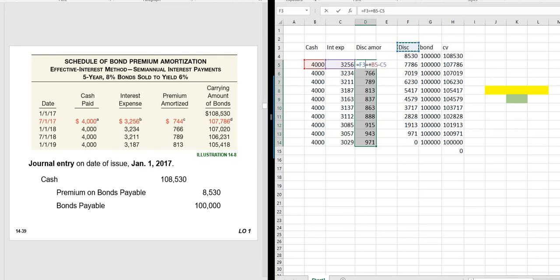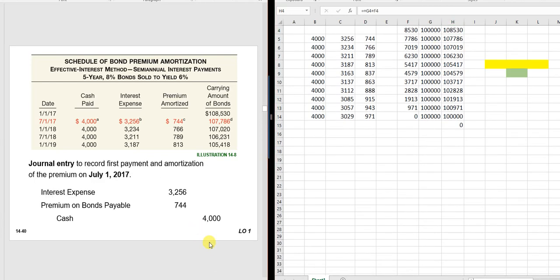All right, so my cash is 4,000. My interest expense is always my carrying value times 3%. My premium amortized, that's not a discount, that's a premium, is the difference between those two. That's my amortization. So notice this is my journal entry. I've got the bonds payable for 100,000, and my carrying value is my premium plus my bond. A premium means it's selling above face. That's why in all my formulas, where I had a discount, I was subtracting them.